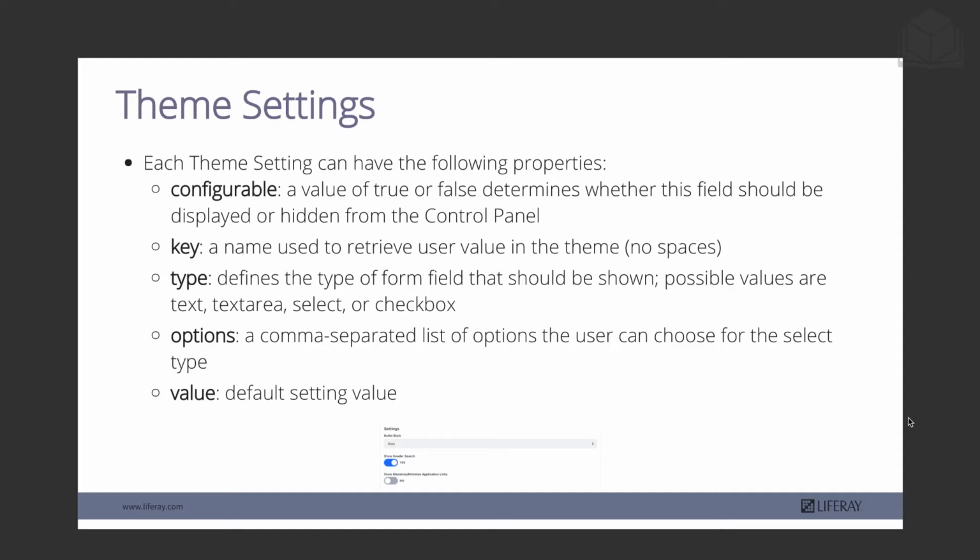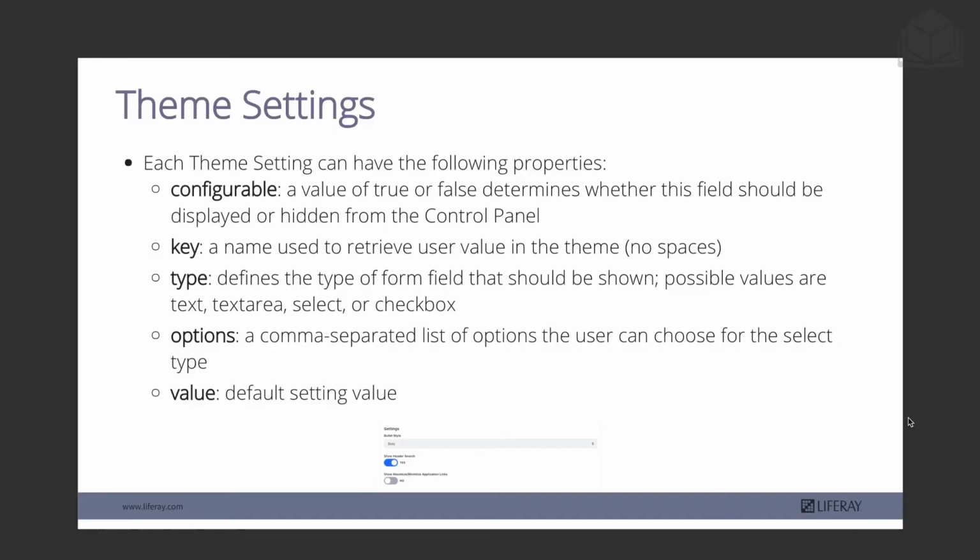There's also the options. So for example, if I have the type select and I need to select between options, I can set the options there and it's going to be in a comma separated list. And what that would look like for our admins in the GUI is it would be basically a drop down and they would be able to see all of the options there.